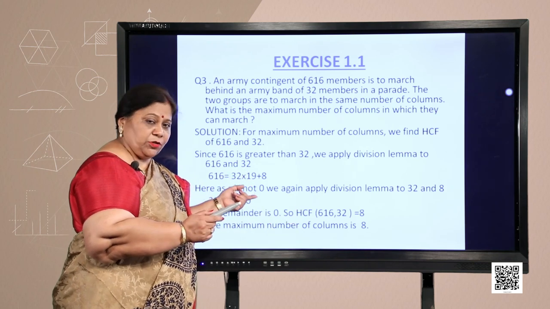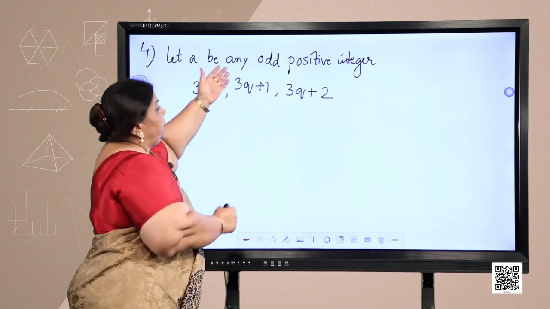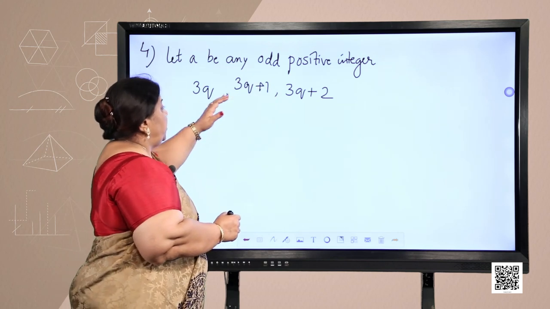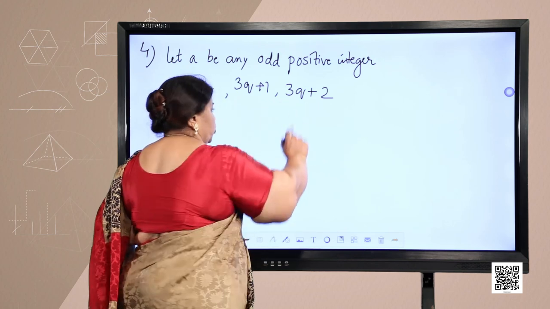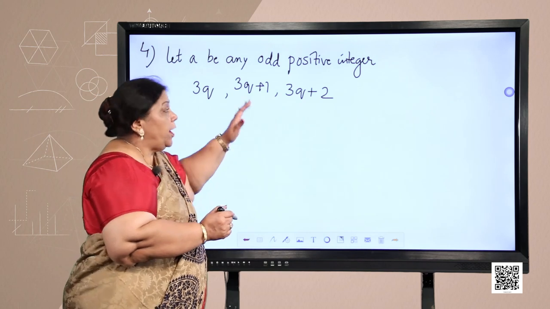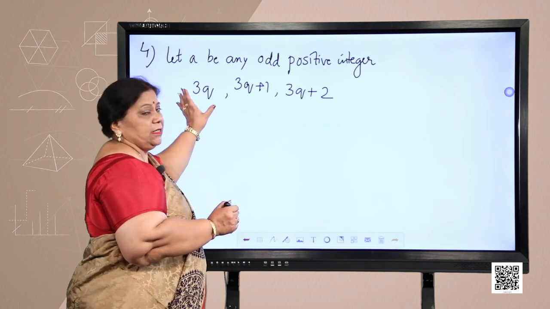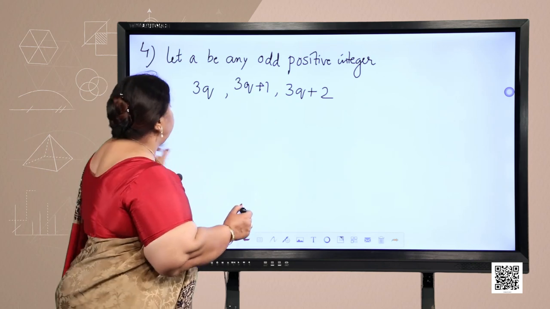Let us go to the next question, which says, use Euclid's division lemma to show that the square of any positive integer is either of the form 3m or 3m plus 1 for some integer m. Let a be any positive integer. We can express it in the form 3q, 3q plus 1 and 3q plus 2. Here, according to the question, I need to show that the square of these forms is again a multiple of 3. Let us see how we can do this.